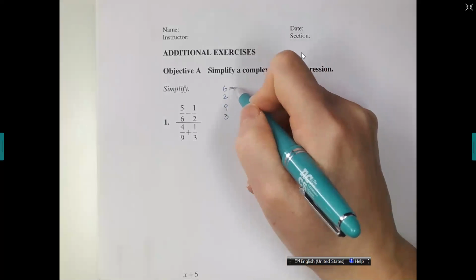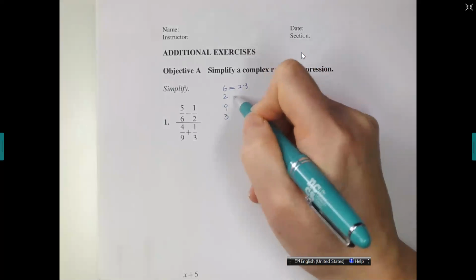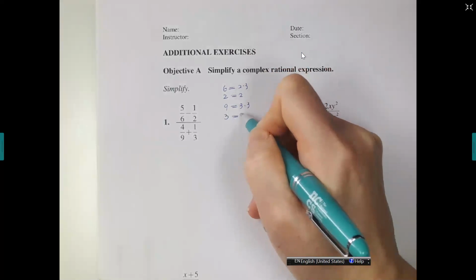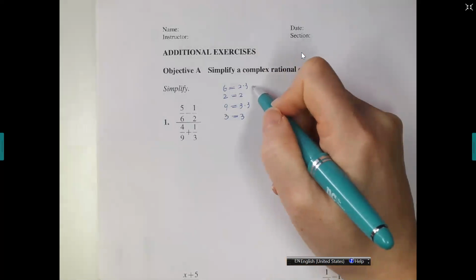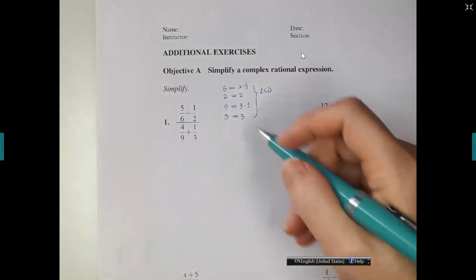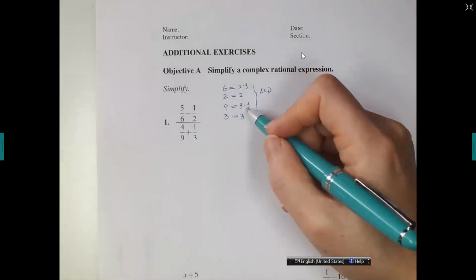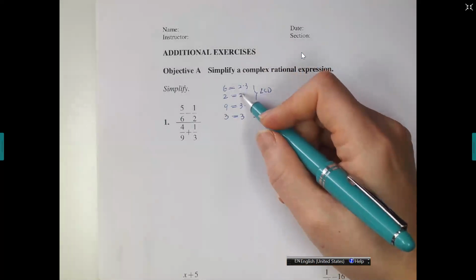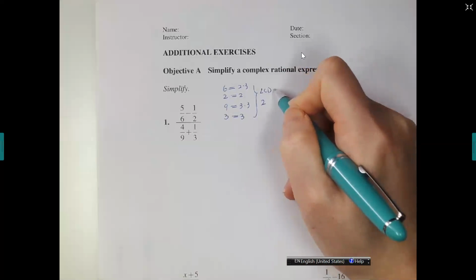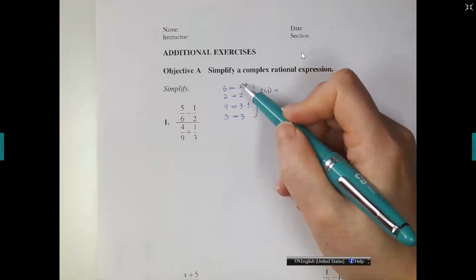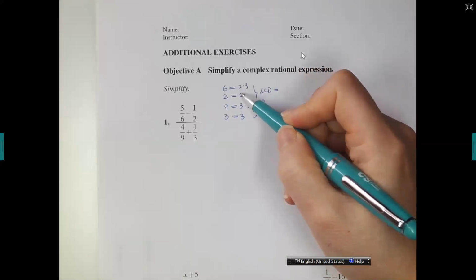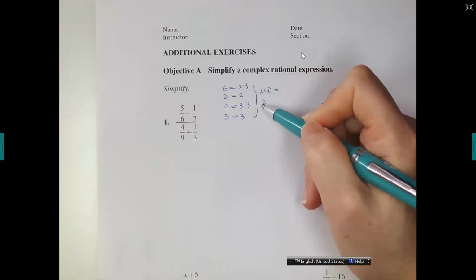Factor everyone respectively. So 6 equals 2 times 3. 2 is still 2. 9 equals 3 times 3, and 3 equals 3. So factor each one completely. Then write down their least common multiple, or the least common denominator. We'll use every factor the maximum number of times it appears in each factorization. The first number I see is 2. So LCD equals 2. How many 2's are here? 1, 1, 0, 0. So the maximum is once. So I will have just one 2 here.